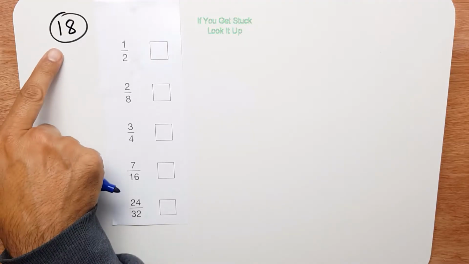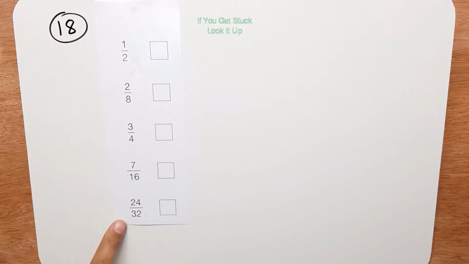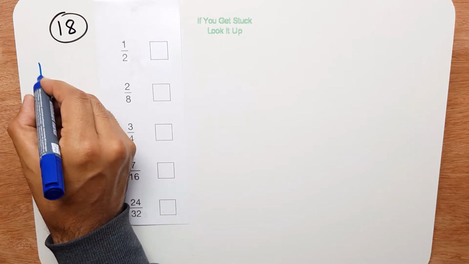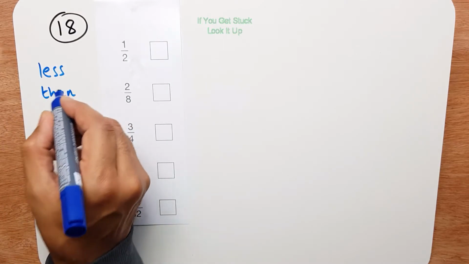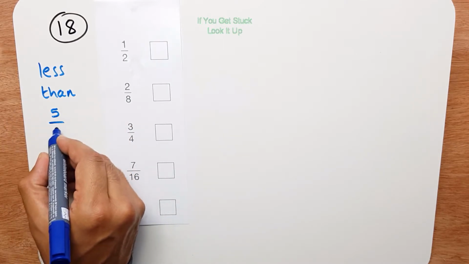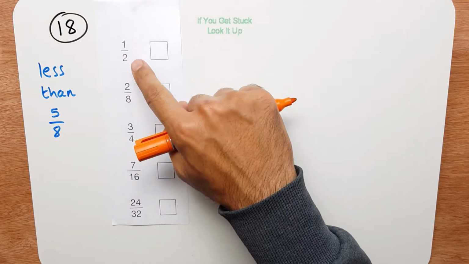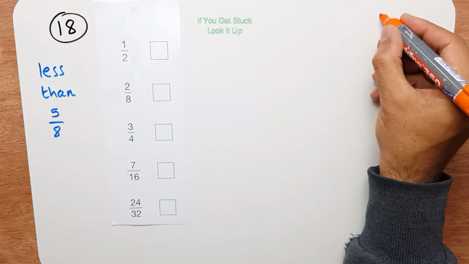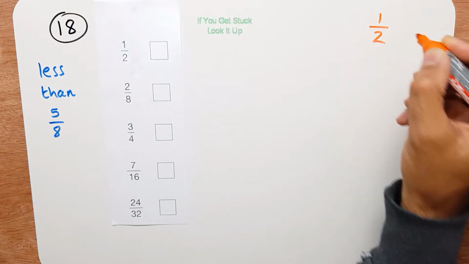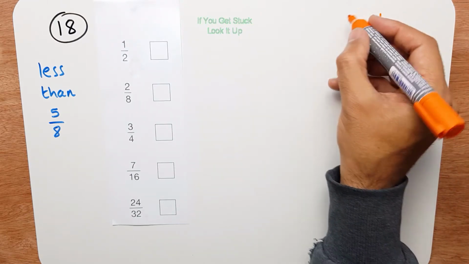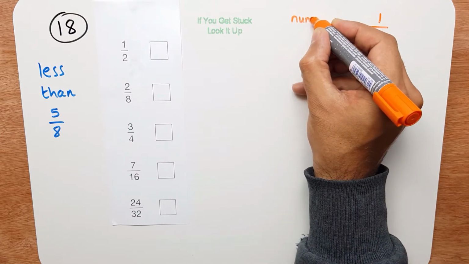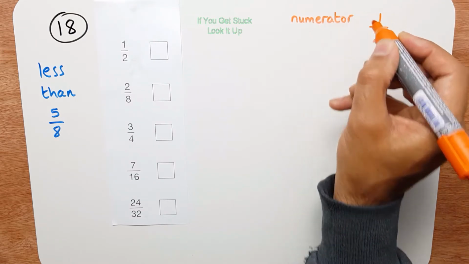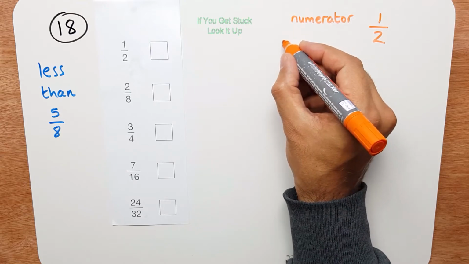In question 18, we're given a list of fractions and we're asked to tick those that are less than 5/8. Now, if you look carefully here, the bottom number or the denominator, so let me write that down. The top part of a fraction is called the numerator, and the bottom part is called the denominator.